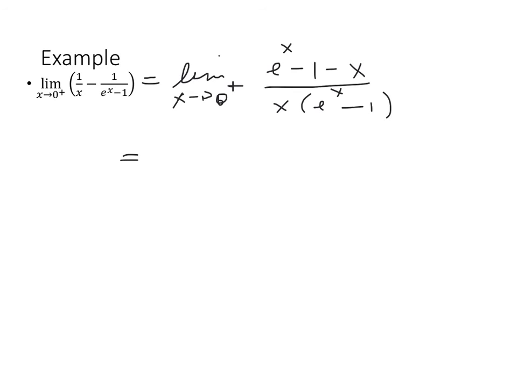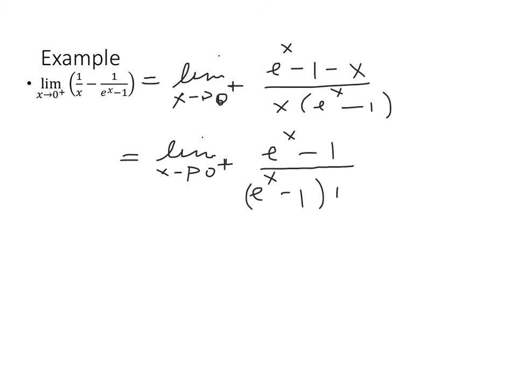So if we do that, we take the limit as x goes to 0 from the right, and now we take the derivative of the top, which is just e to the x minus 1, and the derivative of the bottom, we need to use the product rule. So this would be e to the x minus 1 plus x times e to the x.